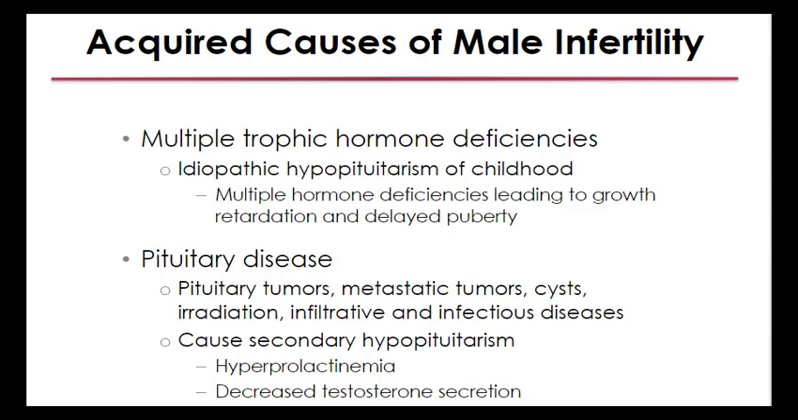Although rare, multiple tropic hormone deficiencies can also result in male infertility. An example is idiopathic hypopituitarism of childhood, which causes multiple hormone deficiencies, leading to growth retardation and delayed puberty. Other causes are pituitary diseases, which include pituitary tumors, metastatic tumors, cysts, irradiation, and infiltrative and infectious diseases. These result in secondary hypopituitarism, which leads to hyperprolactinemia and decreased testosterone secretion.